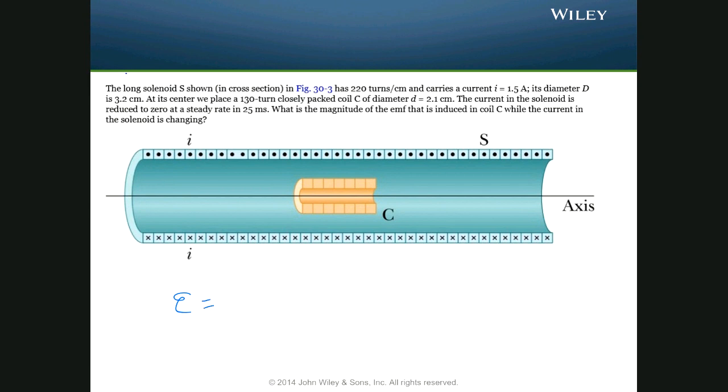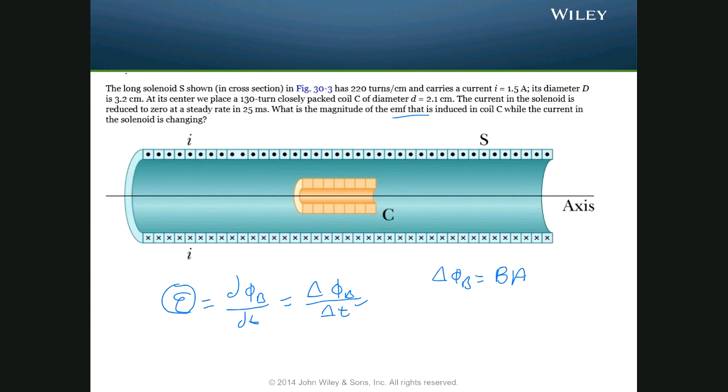EMF equals d phi B over dt. And in this scenario, it's delta phi B over delta t, and we write it like this because we already have delta t, and we want to find the EMF, right? This is what we want. So it's important that we look at the magnetic field, delta phi B, as equal to B times A in some capacity, right?